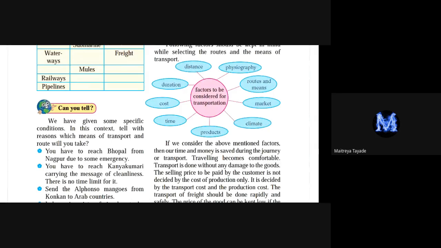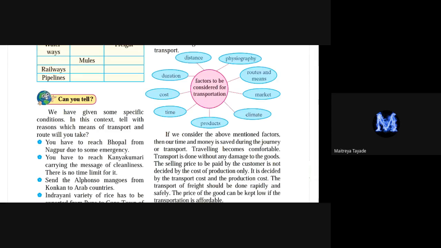If you choose railways, then it is cheaper. If you choose airways, it is very expensive. And if you choose other means of transport, that means waterways, it is again very cheap. Also time, how much time you have. Products, it is also important which type of products you have to transport.